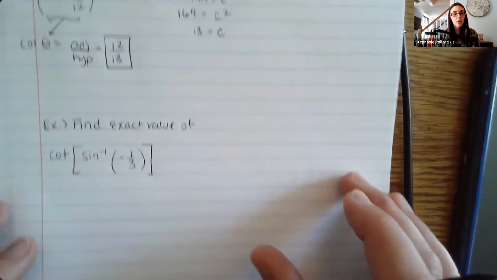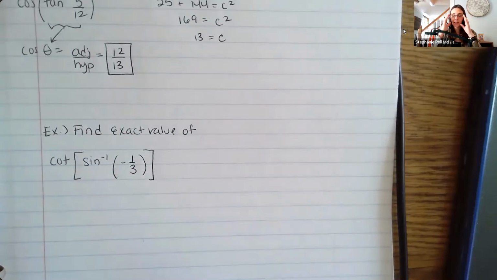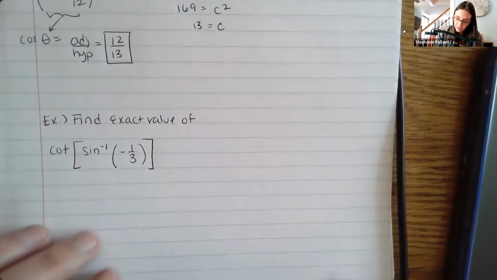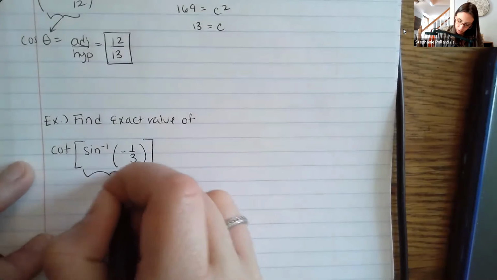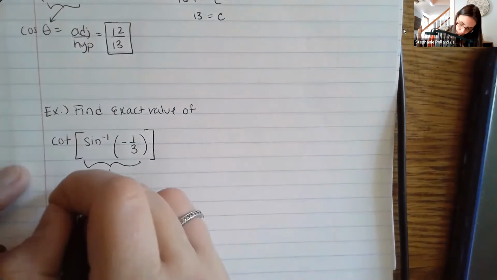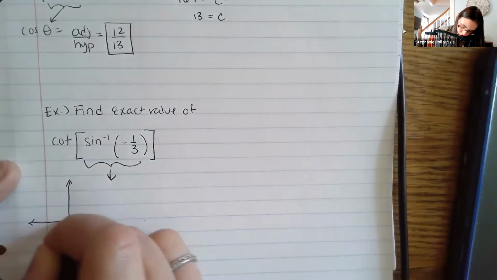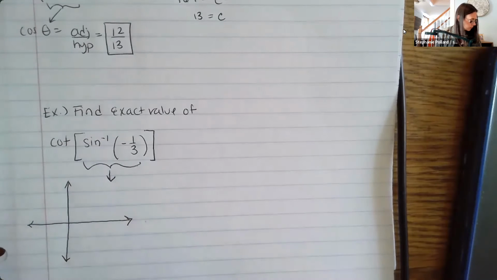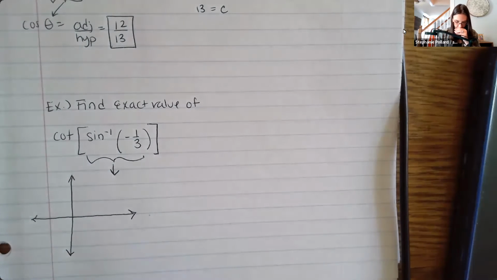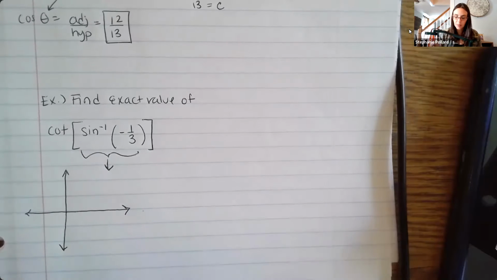Now, this one's a little trickier though, because I have a negative. If I have a negative, it's not going to be a standard right triangle in the first quadrant. It's going to be in a different quadrant here. So I have to think about what's going on. And again, I'm just going to work with this sine piece first. I'm going to work inside to outside. Okay, so again, I'm going to just relabel this for a second.